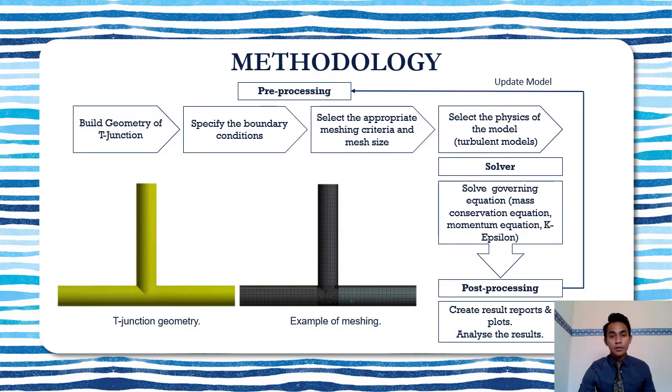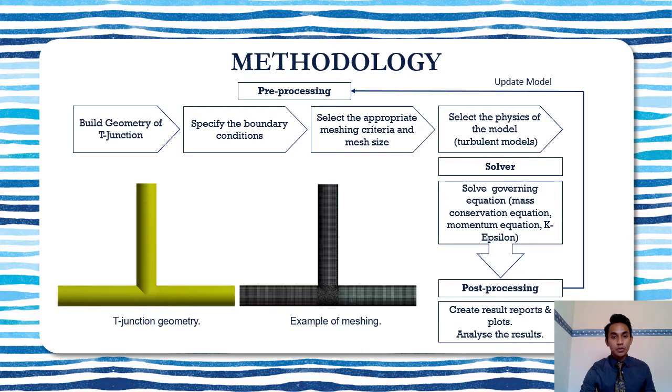So there are three parts, which are pre-processing part, solver part, and post-processing part. For the pre-processing part, we build the geometry of the T-junction, then we specify the boundary conditions, then select appropriate meshing criteria and mesh size, and finally select the physics of the model. So for the turbulent model, we use realizable K-epsilon as it is adequate to find the temperature fluctuation.